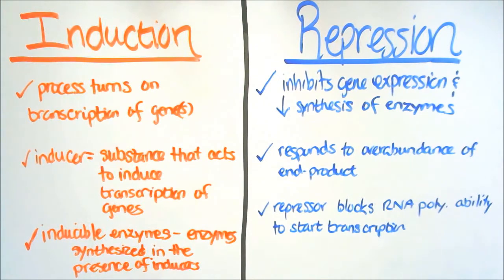On to repression. Now, it inhibits gene expression and decreases the synthesis of enzymes. It responds to the overabundance of end product in a metabolic pathway, and the repressor that's involved in repression blocks the RNA polymerase ability to start transcription.